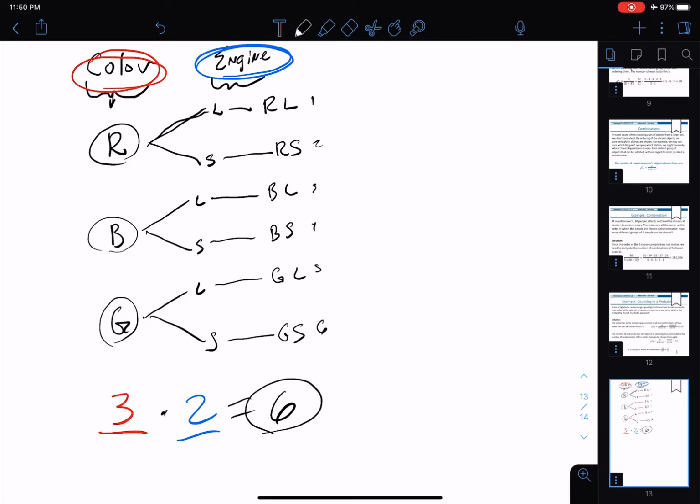Now, I think this tree diagram is nice and kind of shows that multiplication happening, right? We've got 3 items here, 3 colors that end up multiplying out. Each of those 3 gets multiplied by 2, and 3 times 2 is 6. Okay, so that is the multiplication rule, also known as the fundamental counting principle.